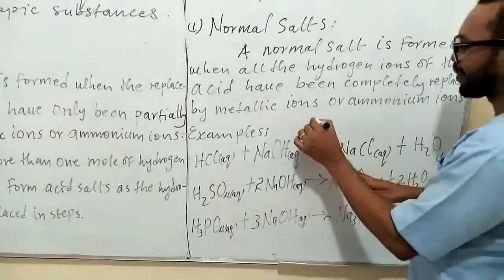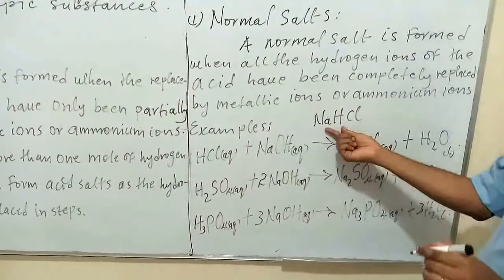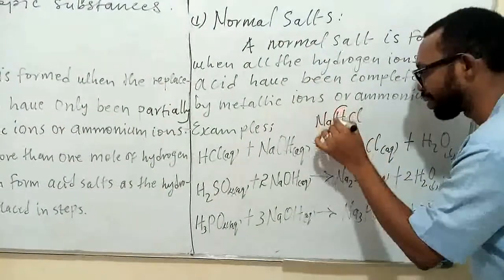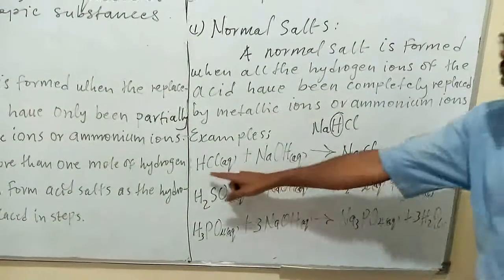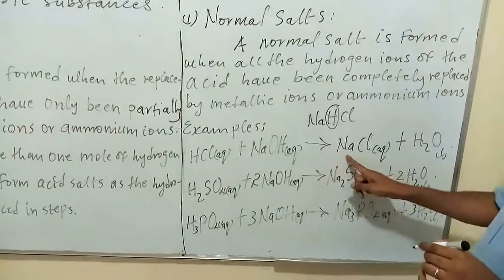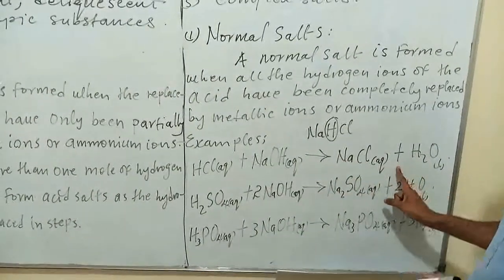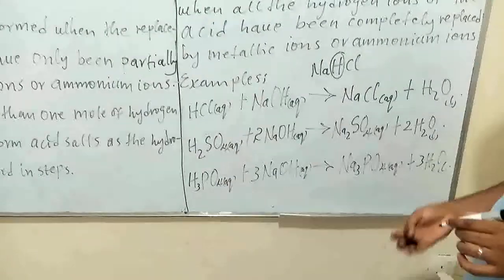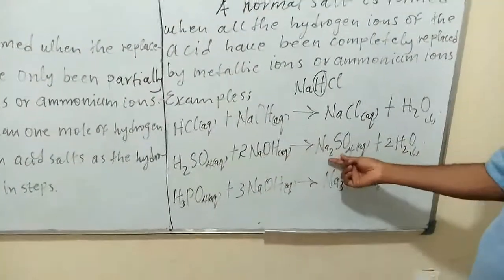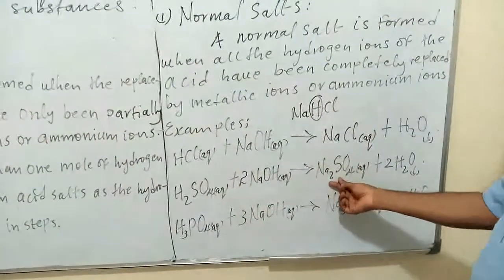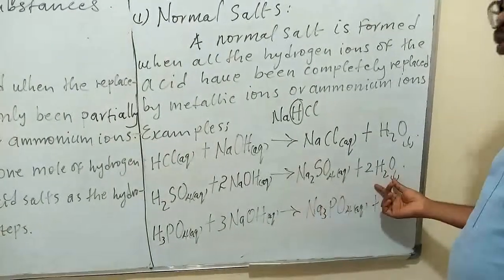Take for instance, sodium hydrogen chloride. This is no longer a normal salt because of the presence of hydrogen. But as it is now, the hydrogen has been completely replaced, so it forms a normal salt, and this is a typical example of neutralization reaction. Now let's go to the next example. Sulfuric acid reacts with sodium hydroxide to form sodium tetraoxosulfate with water.